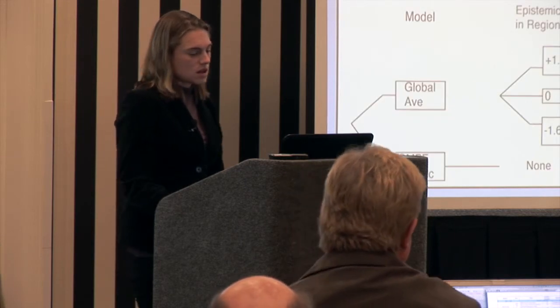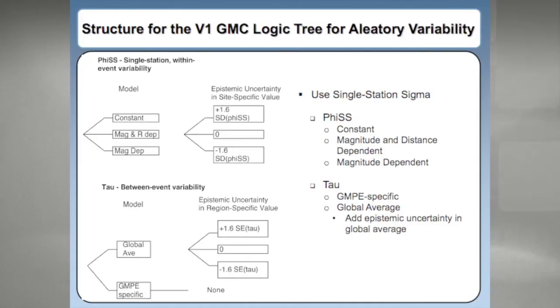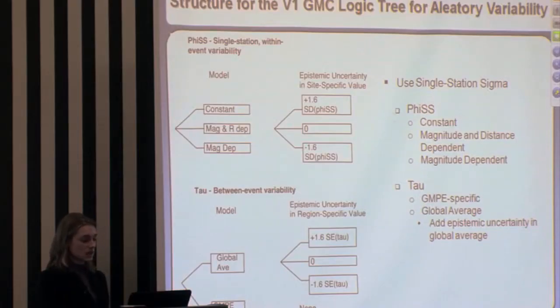Okay. Then last, we have the ground motion logic tree for the aleatory variability. And Linda's going to be going into this in a lot more detail on Thursday. But the main change between the version 1 logic tree structure and version 0 is that we're going to include single station sigma. So we're going to bring that along. And Linda's going to discuss the different models.